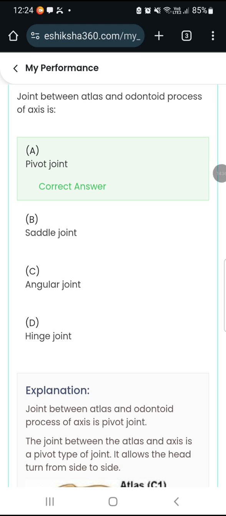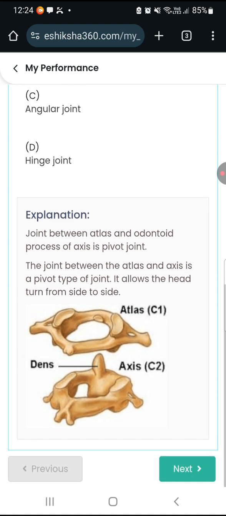Question: joint between atlas and odontoid process of axis is? Answer: pivot joint. Explanation: joint between atlas and odontoid process of axis is pivot joint. The joint between the atlas and axis is a pivot type of joint. It allows the head to turn from side to side.